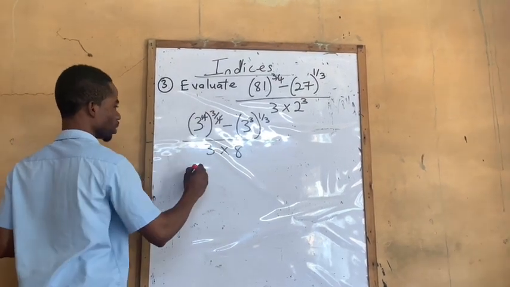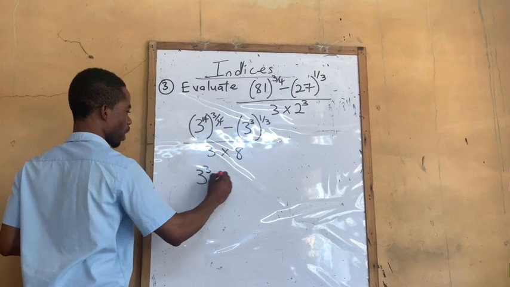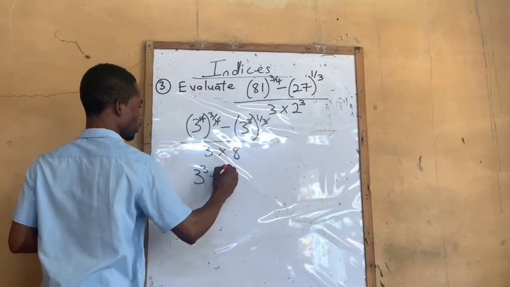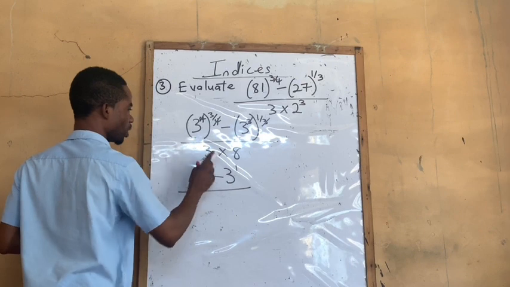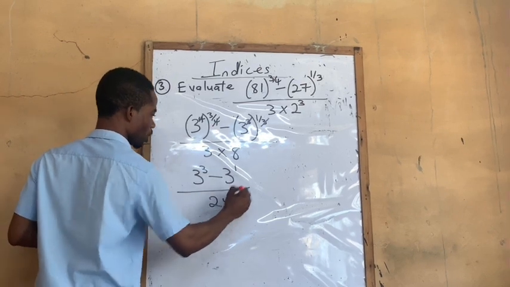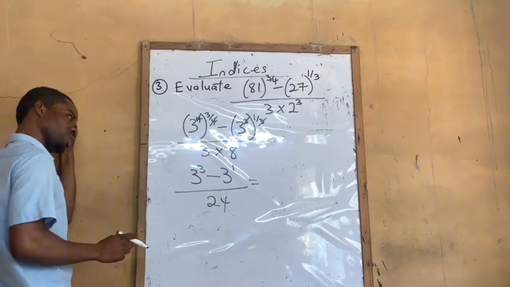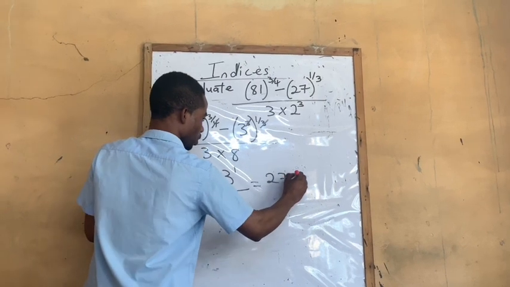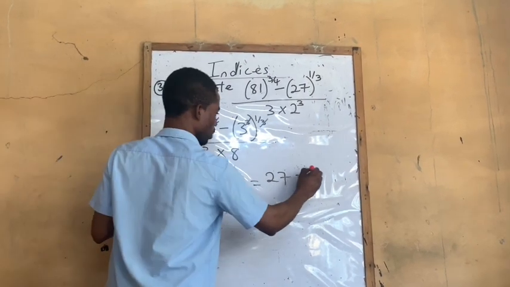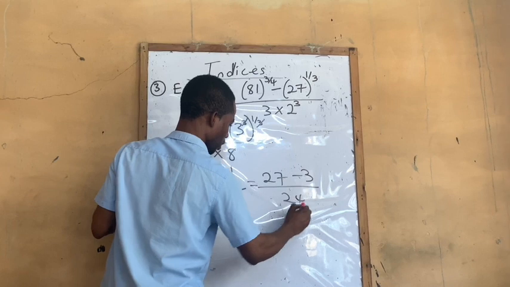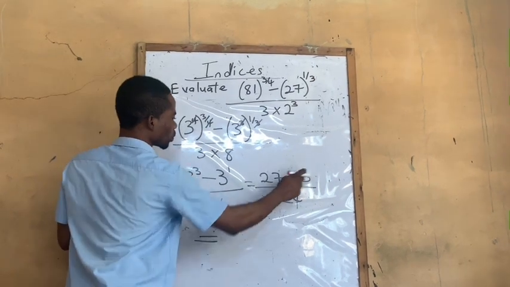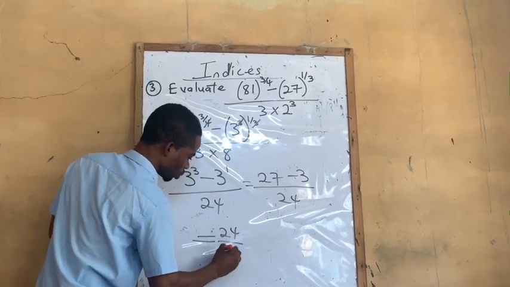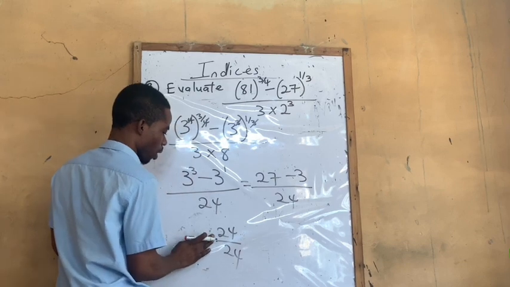Now, imagine after you've done this, 4 can cancel this 4. So you have 3 raised to power 3 minus, this 3 can cancel this 3. You have 3 raised to power 1 all over 3 times 8, that is 24, equals 3 raised to power 3, that is 27. 3 raised to power 1 is 3 all over 24. Then we do 27 minus 3, that is 24 over 24. Our answer is 1.